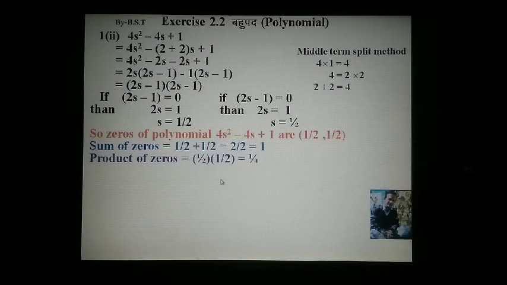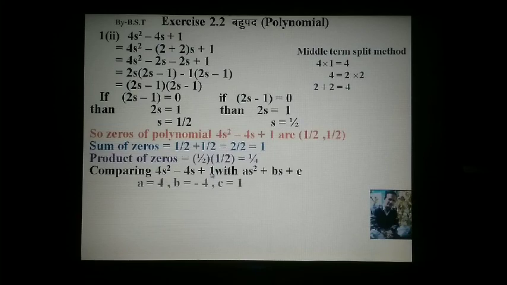Now compare the given polynomial with the standard form as square plus bs plus c. Then we get a equal to 4, and coefficient of s is b, so b equal to minus 4, and c is the constant term, 1. Then a equal to 4, b equal to minus 4, c equal to 1.